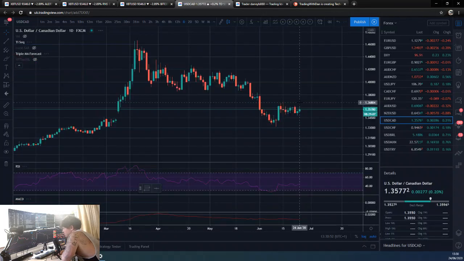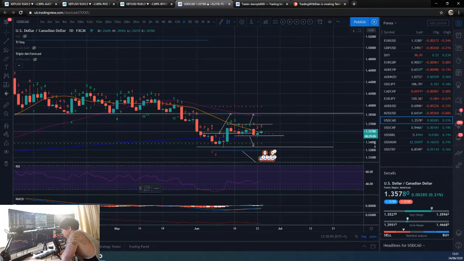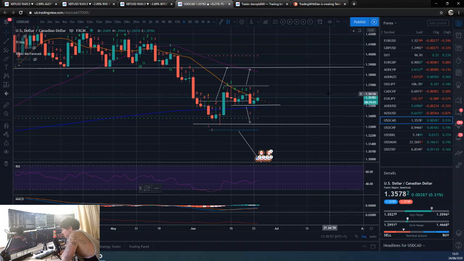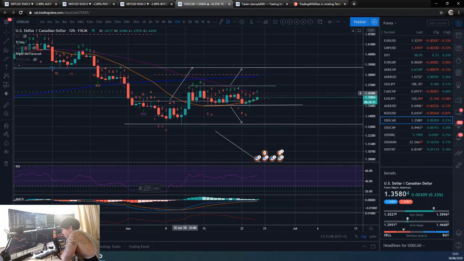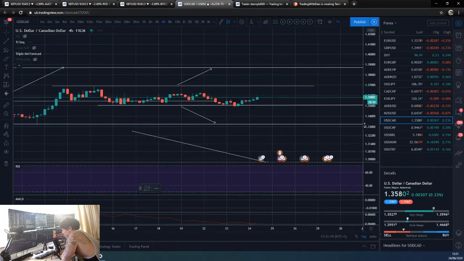But right, so US dollar, Canadian dollar, daily. Just nothing going on here. We're just doing nothing really. We just basically held up by the 200 whilst the other moving averages are coming down. Nothing really on the 12-hour, just in this channel. And 4-hour going to show us anything?